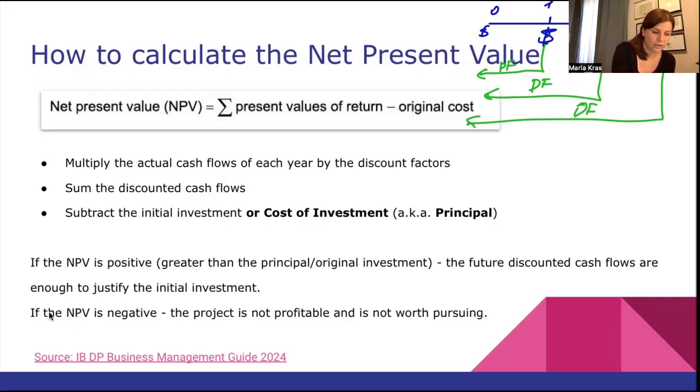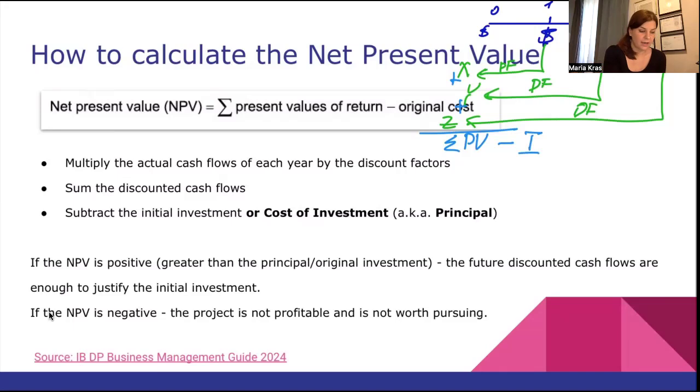And then you take these X, Y, and Z values, you sum them together. So this becomes the present value of all of these returns, and you take out the original investment. Original cost, original investment, principal, there are many words that mean the same thing.